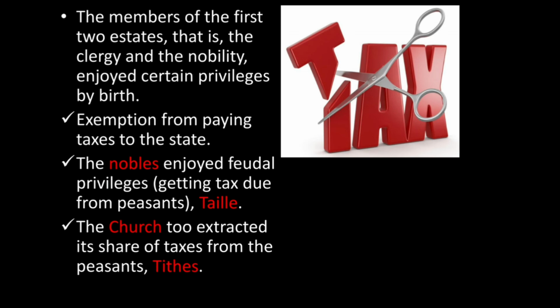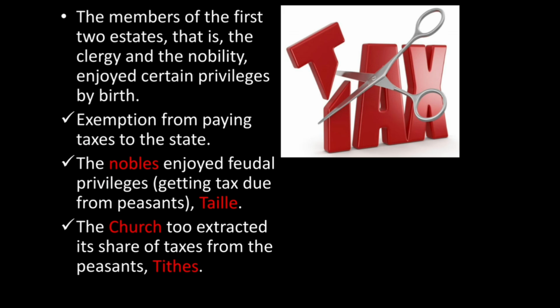Now look at the division and the discrimination. There were three states: first state, second state and third state. First and second state people did not have to pay any tax. That means the taxes were borne by the third state people. Again, in the third state group, there were rich people and poor people. Among them, there were peasants who constituted 90% of the population of France but had access to only 40% of the land.